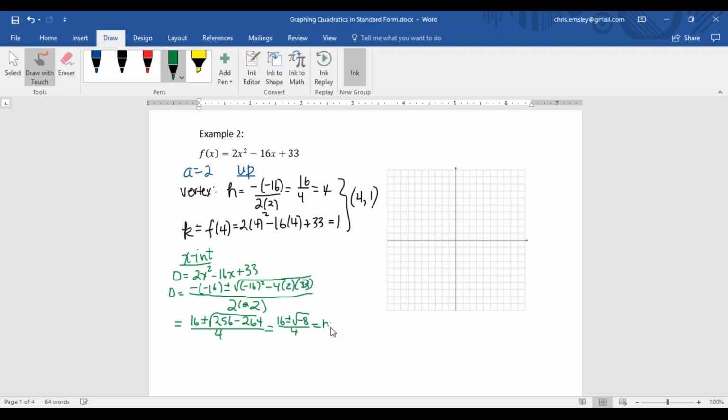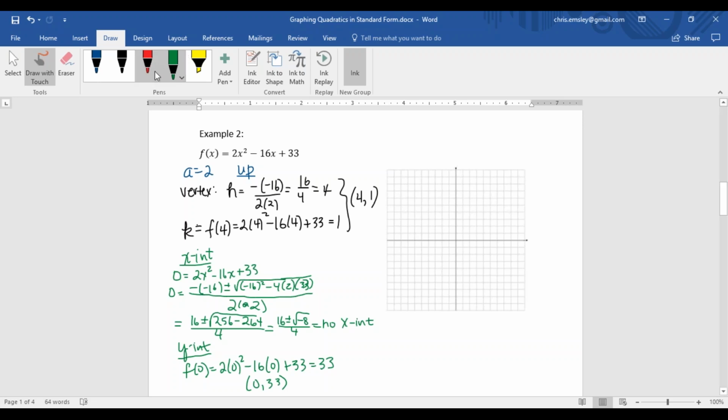So what that means is that we actually don't have any x-intercepts. So this parabola is not going to cross the x-axis at all. And when we start graphing it, you'll see that that makes sense in this case. Our y-intercept, 0 goes in for x. 2 times 0 squared is 0. Minus 16 times 0 is also 0. Plus 33. So our y-intercept is going to be at 33. That point's going to be off our graph, so that one's not going to be so helpful.